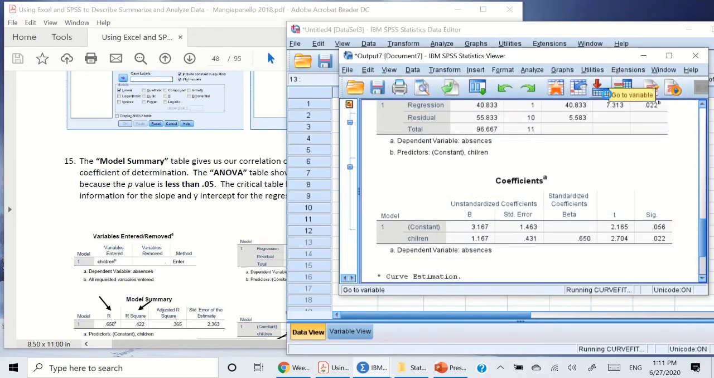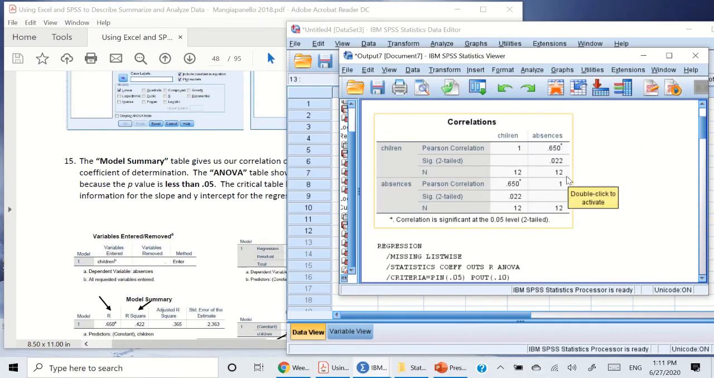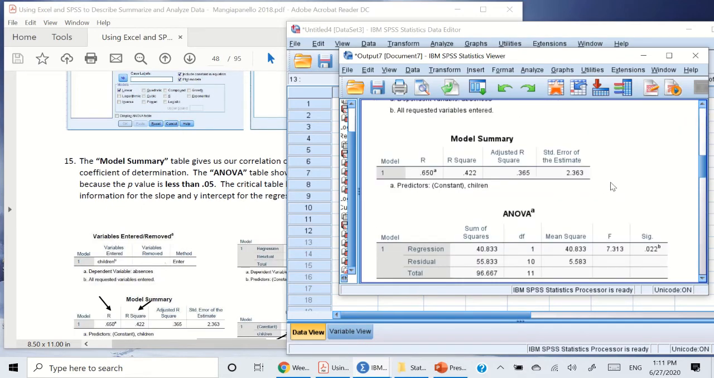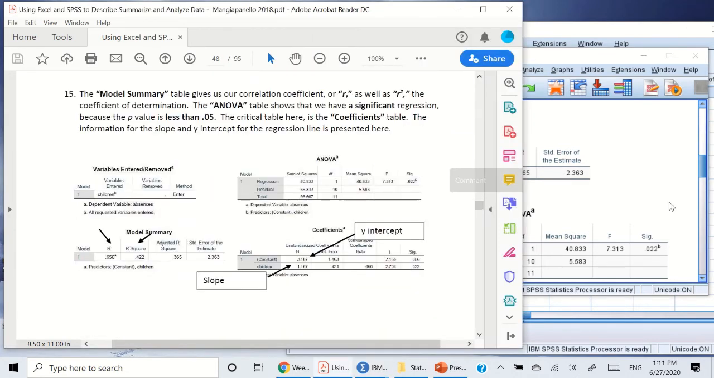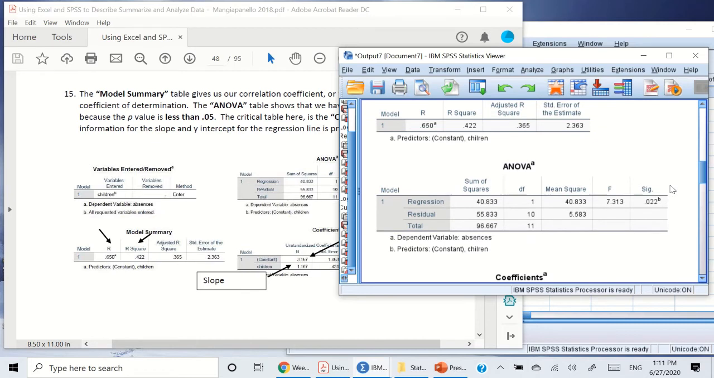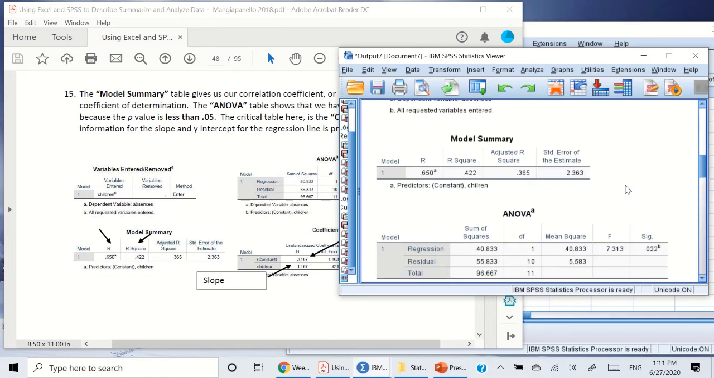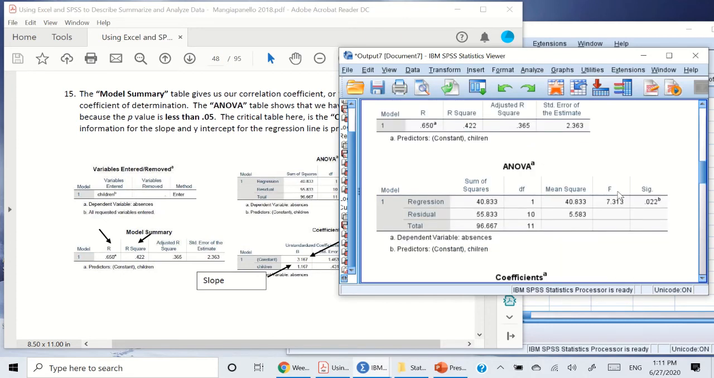Okay, click OK. So the curve fit and the linear is going to come. Let's see. So the model summary is telling us this. We got children removed. The model summary is basically exactly the same thing that you saw before. It gives you the R and the R squared. R squared is the variance accounted for.